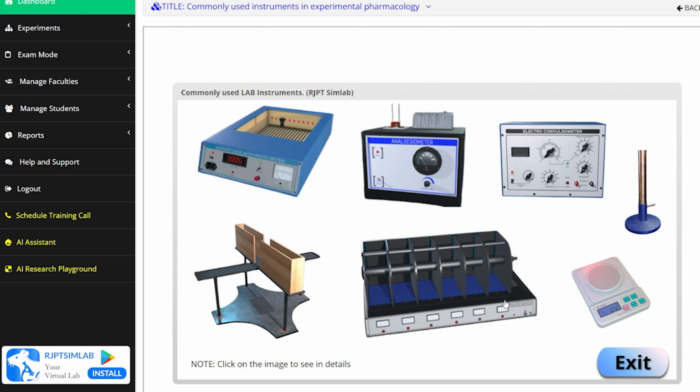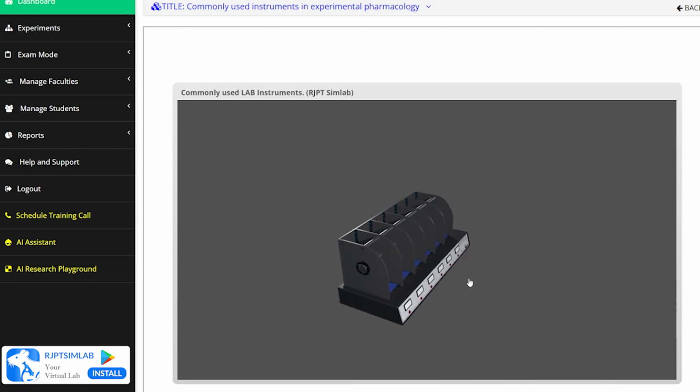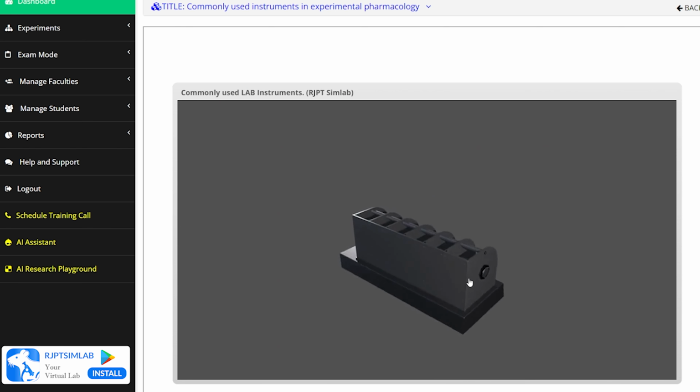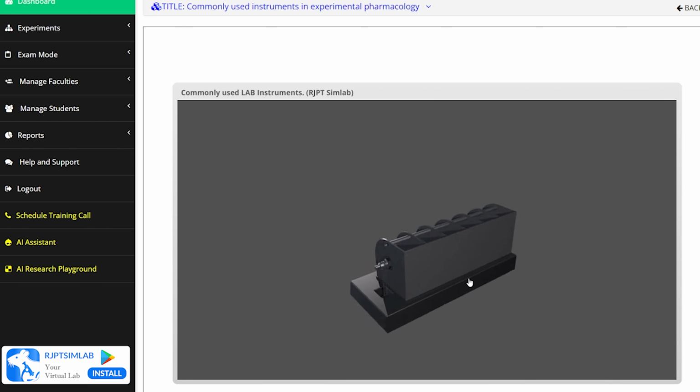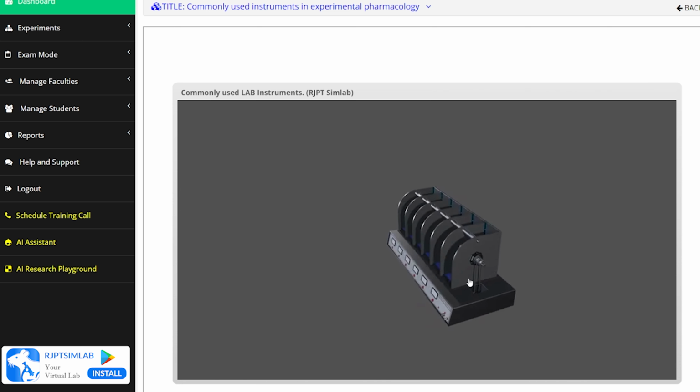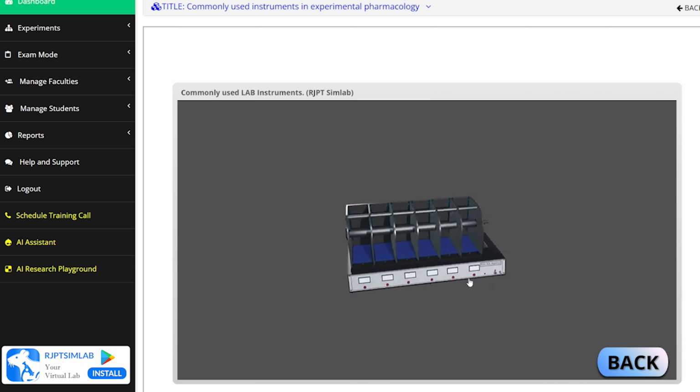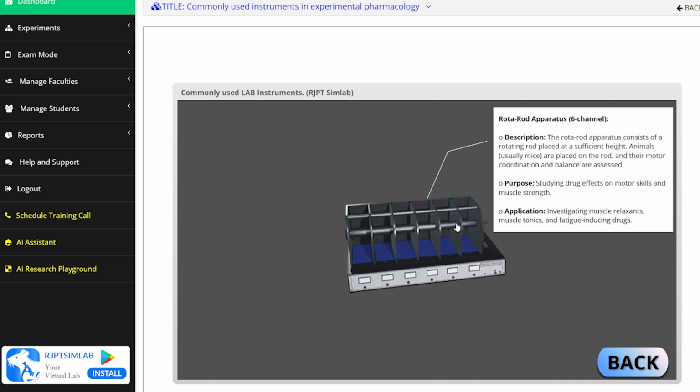The sixth instrument is the Rota-Rod apparatus. The Rota-Rod apparatus is used in pharmacological studies to assess motor coordination, balance, and endurance in rodents. As we can see, we have our six-channel Rota-Rod apparatus. It consists of six partitions or six chambers.